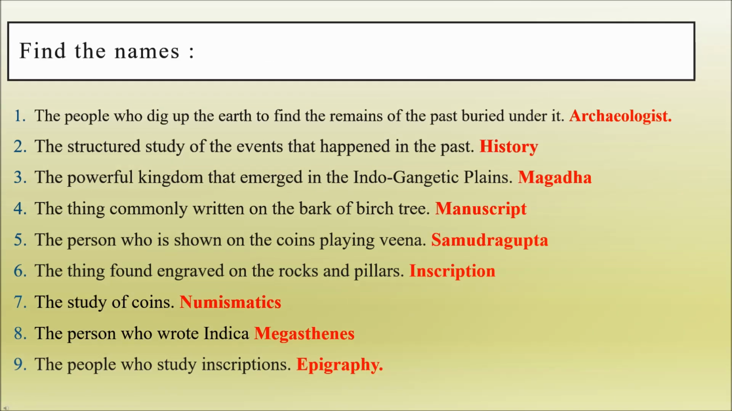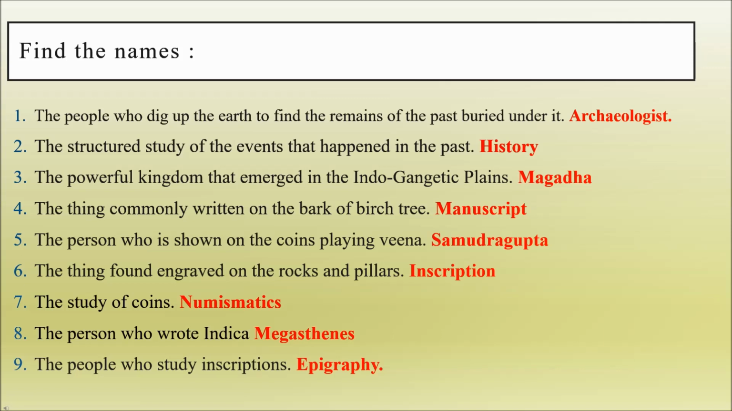Next we'll see find the names. Read the sentence and find the appropriate names for the sentences given. First one, the people who dig up the earth to find the remains of the past buried under it. Answer is archaeologists. Second one, the structured study of the events that happened in the past.